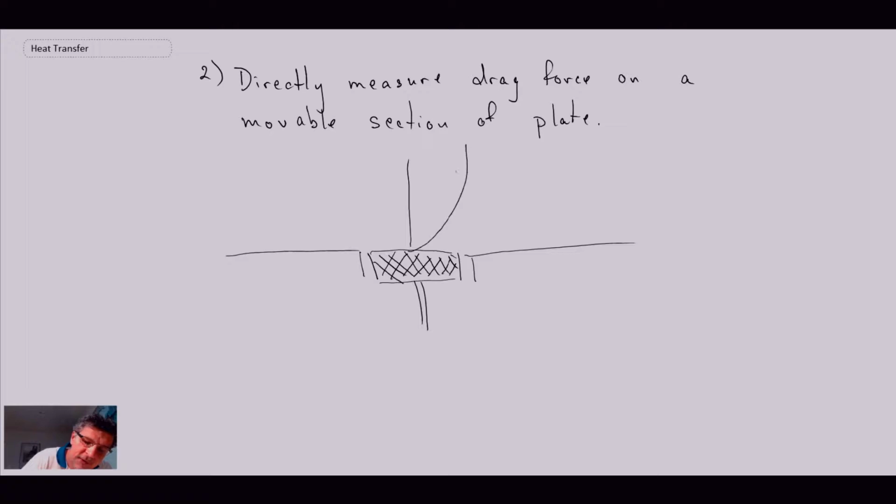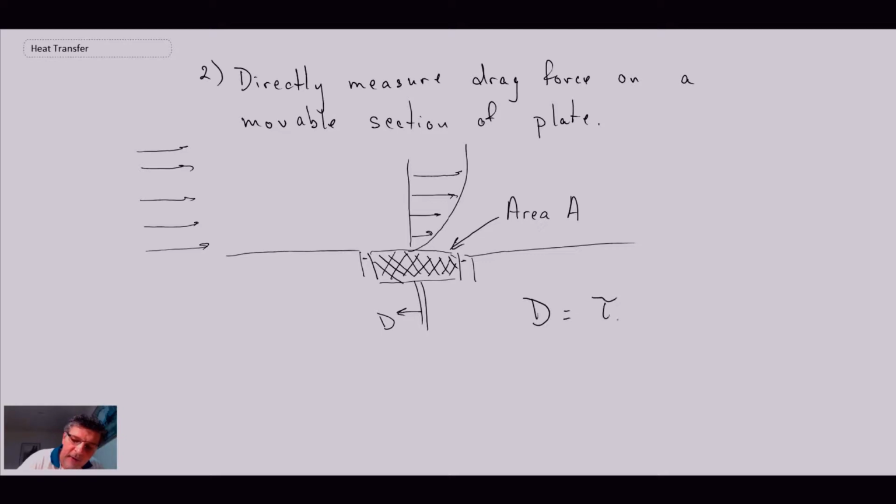Above you have your shear, so you have your velocity profile coming over. You'd want to ensure that the gap here is very, very small so that you don't disturb the flow. But out here you would have your velocity coming along. By measuring the drag force or the restoring force on this little element, that would be area A, we can say drag is then going to be the wall shear stress multiplied by that area A. And from that, we would then be able to determine the wall shear stress.